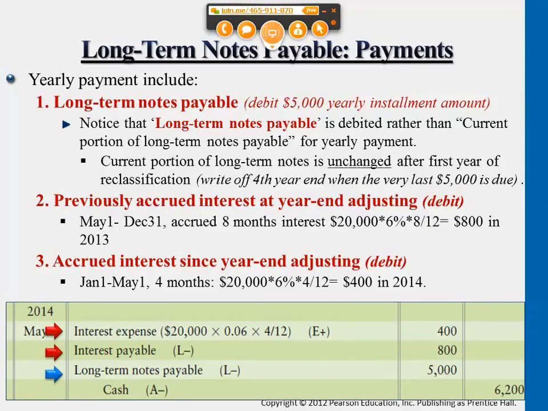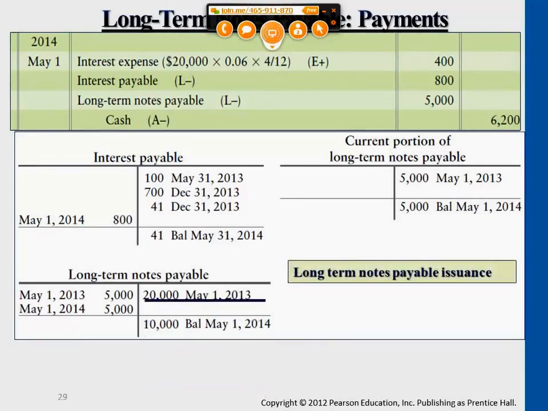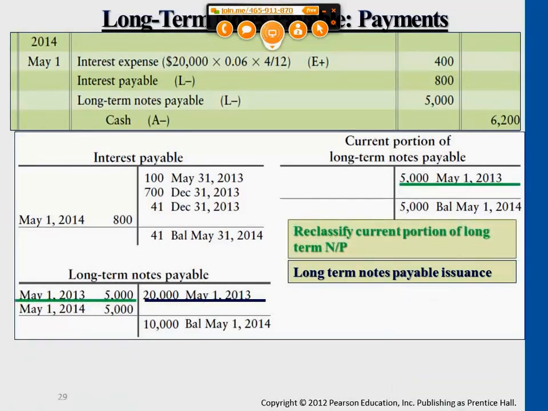Okay, now these are the journal entries. Let's take a look at how it looks in T accounts. For the same problem, this entry is exactly the same as the previous slide. Remember the 400, 800, 5,000, 6,200. You see we opened up 3 T accounts here. First one, on the right-hand side, long-term notes. This is the time point when we borrowed $20,000 in the beginning. What happens immediately is we reclassify a part into the current portion of long-term notes, just like I wrote on the whiteboard. This is exactly the same thing.